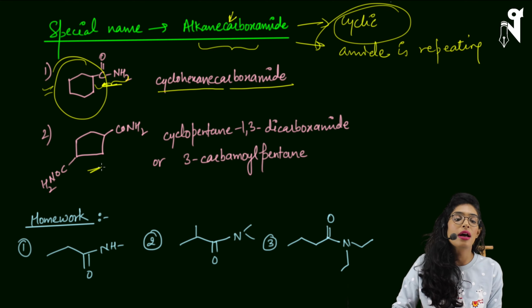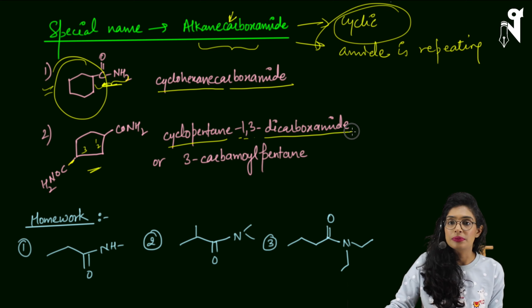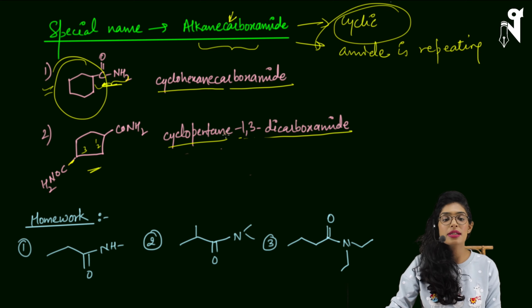Another example, I have two amide groups and then cyclopentane. So it will be cyclopentane 1, 3. This is first, second, third, and first, second, and third. So 1, 3 dicarboxamide. Okay, so you can write it as cyclopentane 1, 3 dicarboxamide.